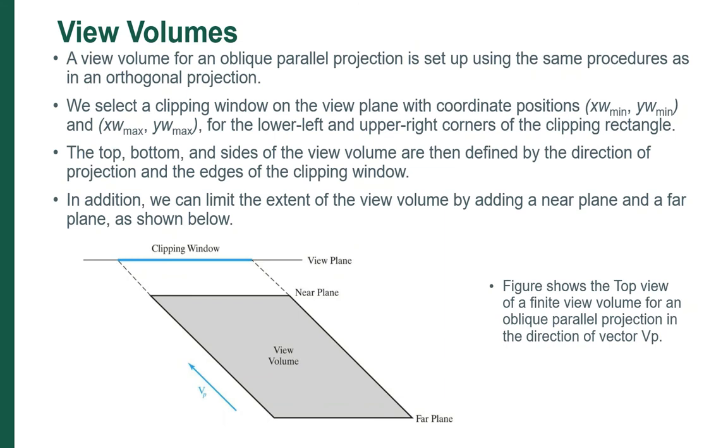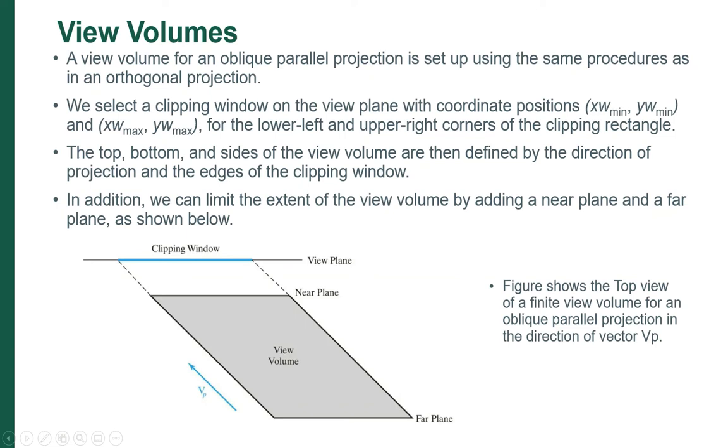View volumes is the next topic, for an oblique parallel projection. We use the same orthogonal projection which was previously referred to, and we select a clipping window on the view plane. This is called the clipping window. When we view from the view plane, the view volume is only this one. You can select a clipping window on the view plane with coordinate positions xw minimum, yw minimum, and xw maximum, yw maximum for the lower left and the upper right corners.